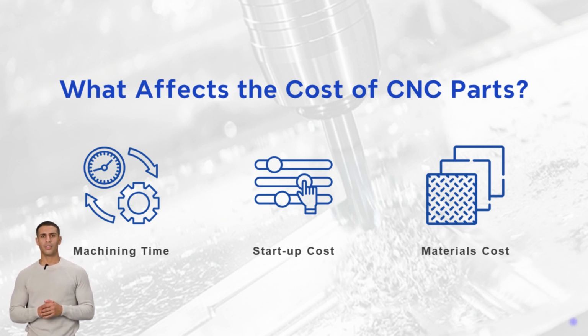The second is startup costs. These costs relate to CAD preparation and process planning. They are significant for smaller volumes, but can be mitigated with economies of scale. The third is material costs and finishes. The type of material you use and how easily it can be machined can make or break your budget. Stick to simpler designs to keep those costs down. Now that we understand the factors influencing CNC part costs, let's proceed to explore our cost reduction tips.